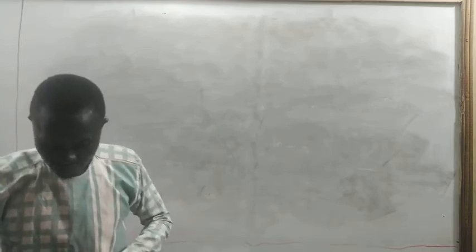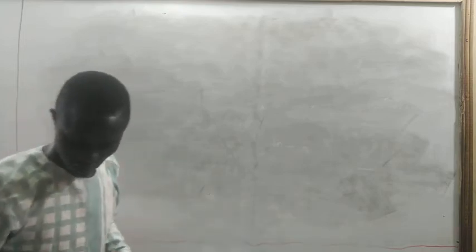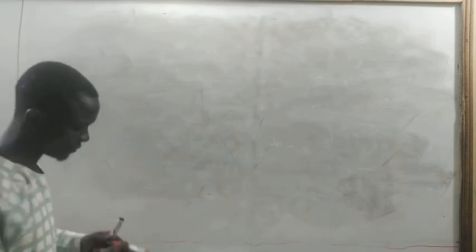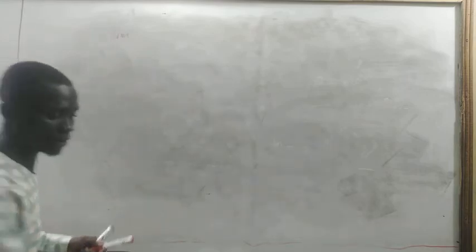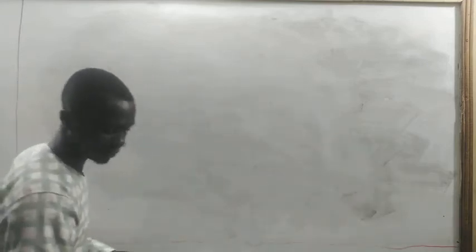Now, let's look at this question. We have the limit. The red marker cannot come in. We've used the board. That is why the whiteboard is now changing to blackboard. Okay. Let's look at this question.